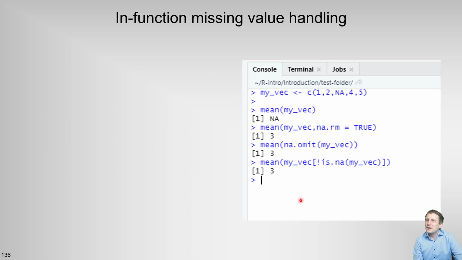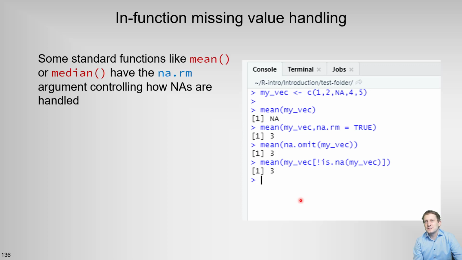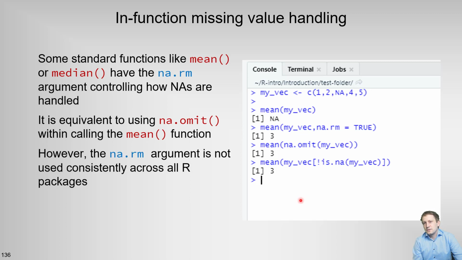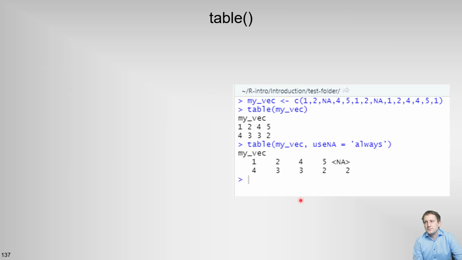All right, so in function missing value handling, some standard functions like mean and median, as I've already told you, have this na.rm argument, and that controls how NAs are handled. That's probably a little bit more convenient than always using the na.omit function. So it's basically equivalent to running na.omit first and then running the mean function over it. But again, not all functions have this na.rm argument.